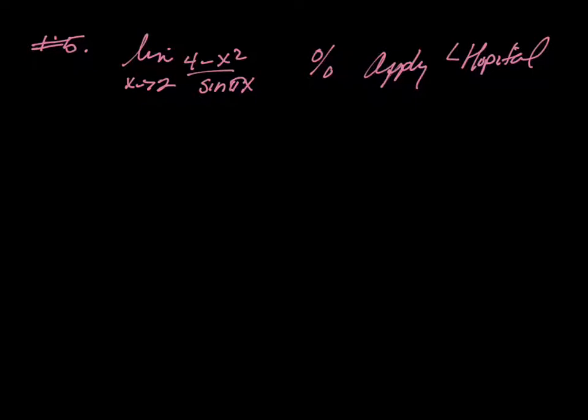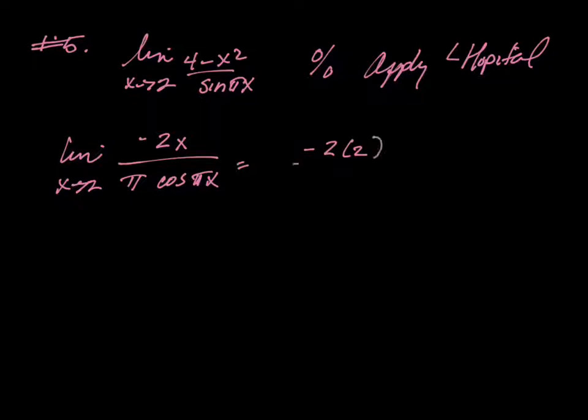So we would get negative 2x over, and then the derivative of sine pi x is cosine pi x, but then the baby would be pi. So we have pi cosine pi x. Now we take the limit as x approaches 2, and you get negative 2 times 2 over pi times cosine of 2 pi, which is 1. So you get negative 4 over pi, which I believe was the right answer.